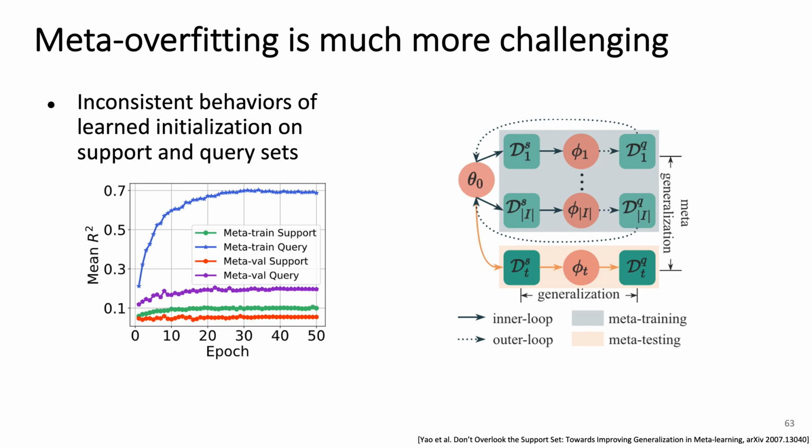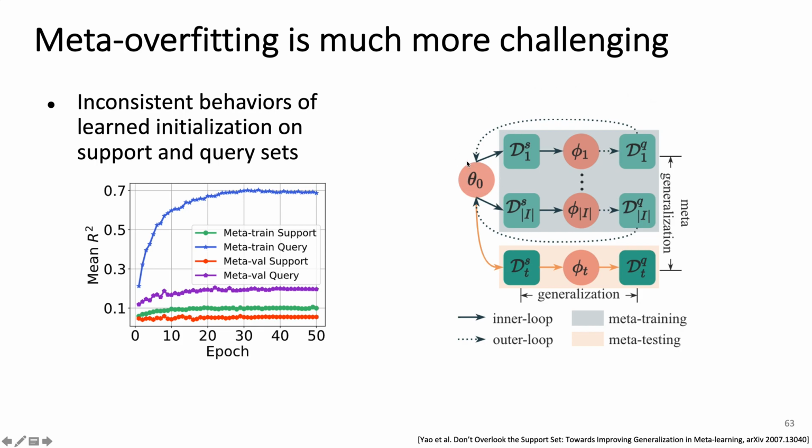Here we show one example. This example is from drug activity prediction, and we can just mention that the mean R square, the higher mean R square means higher performance. We show this figure because we want to find which is the most important item in meta generalization, because we use the query samples in the outer loop to optimize theta 0.